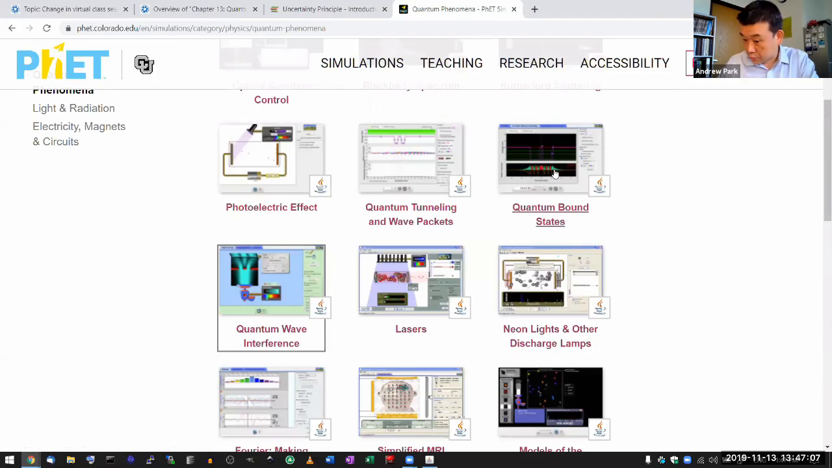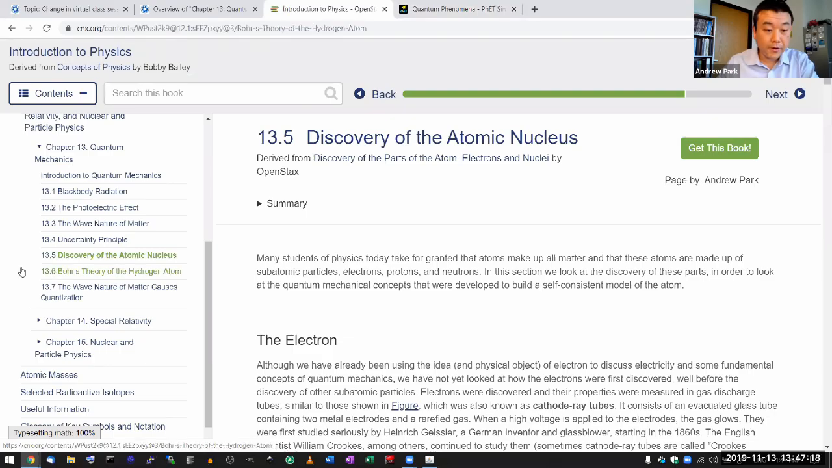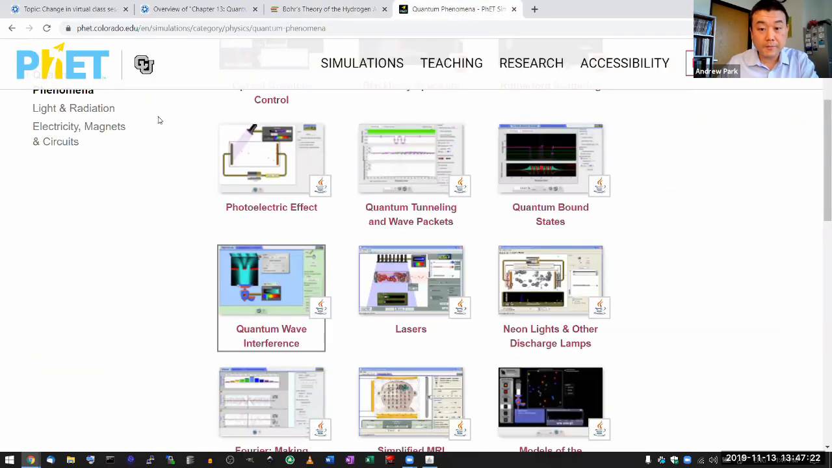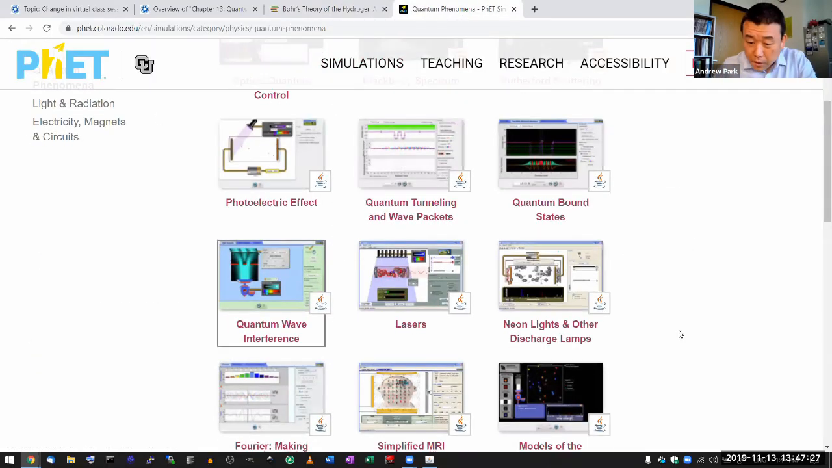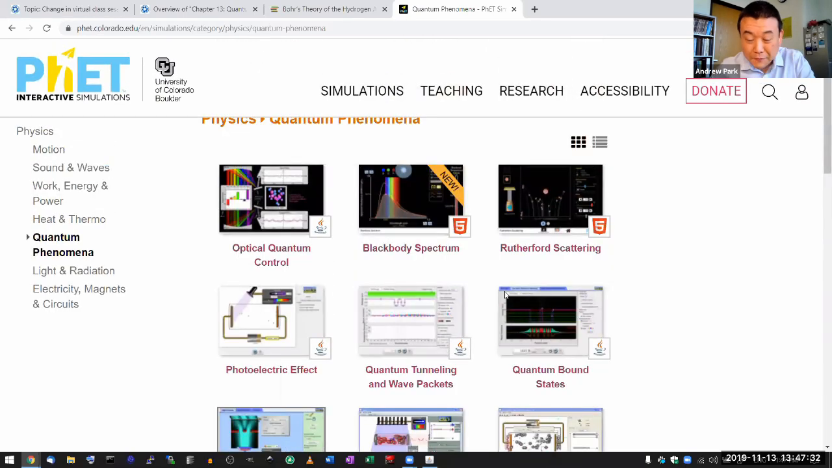So what I want to illustrate in the remaining 30 minutes or so is the historical aspect that I was alluding to in the discovery of the atomic nucleus and Bohr's theory of the hydrogen atom. There are two wonderful simulations on the PhET website, which I think will be great for illustrating this. I think one of these two simulations is new, so I actually haven't seen it before. We'll see how that goes.